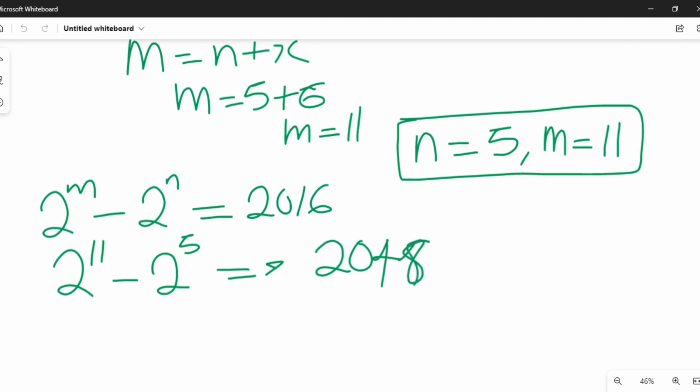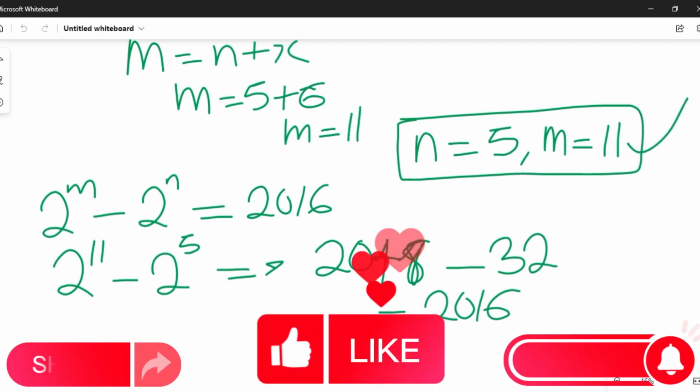2048, right? The next thing we want to do is to find 2 raised to the power 5. 2 raised to the power 5 will give us 32. So 2048 minus 32 will give us 2016. Voila! That tells us that this solution is absolutely correct.